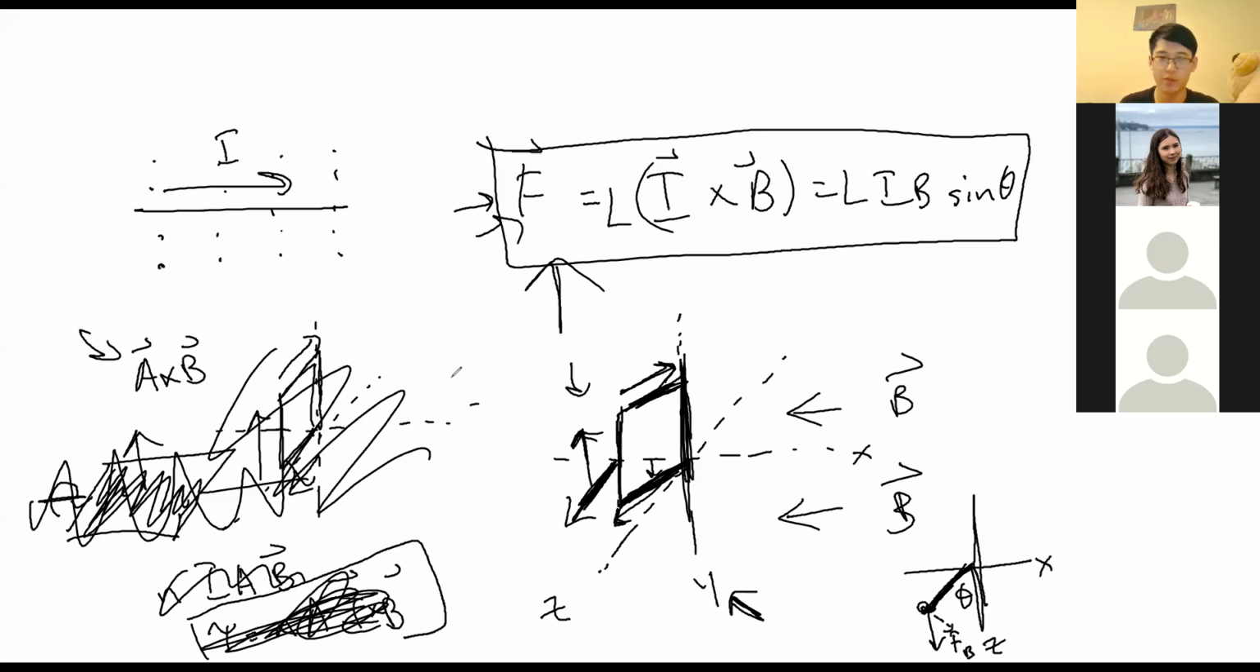Well, how do you plug in NIAB sine theta for this? The number of turns here would just be 1, so N pretty much just disappears. Also, another thing is that there's no current going through this wire right here.